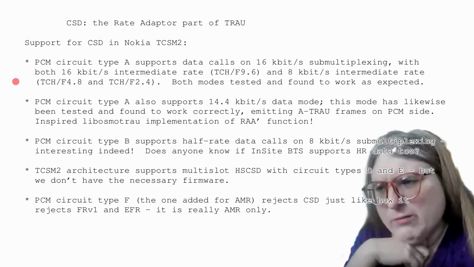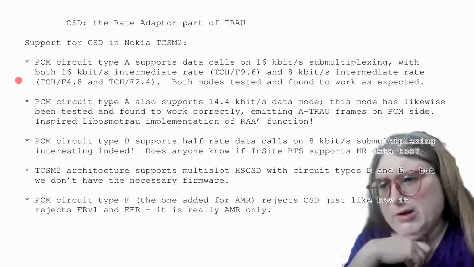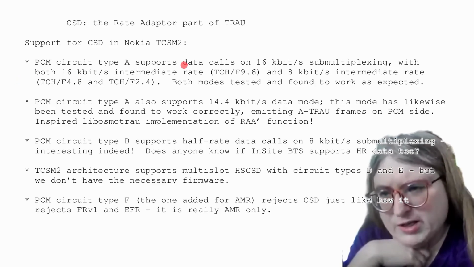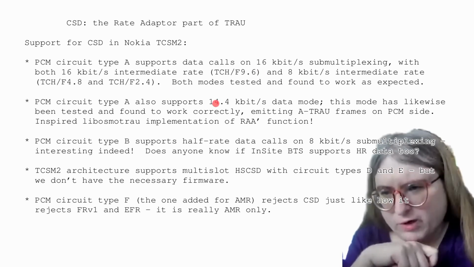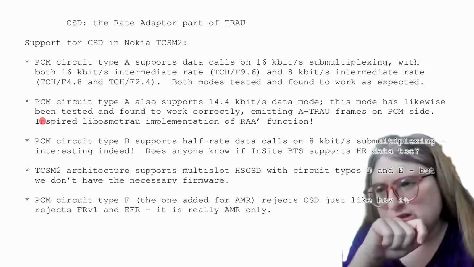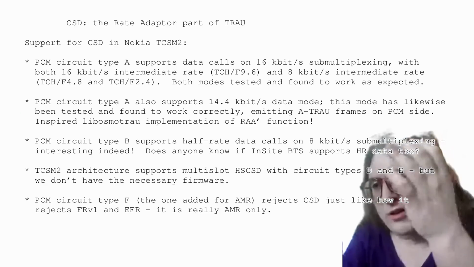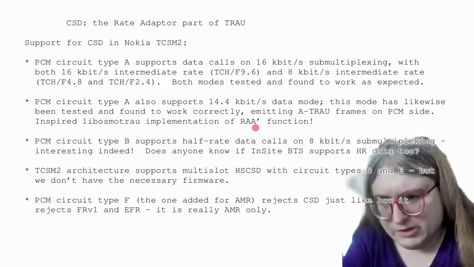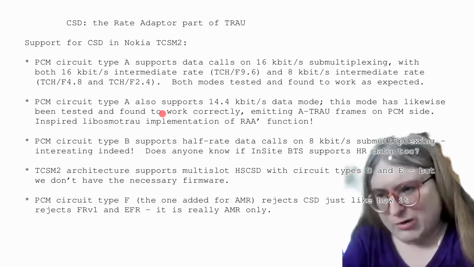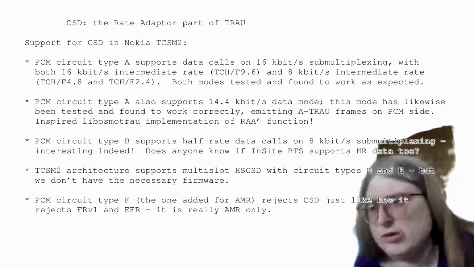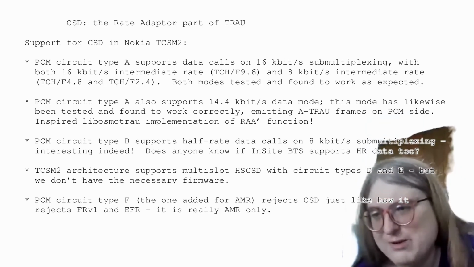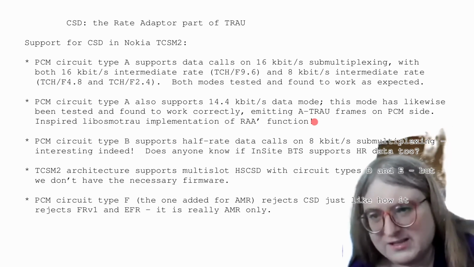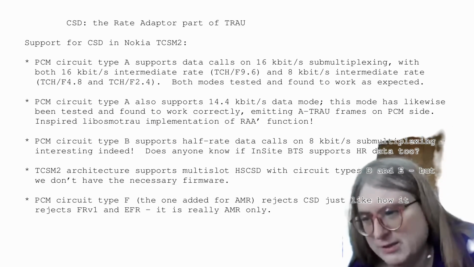So you can see all the different modes are supported. It supports your basic classic CSD, both the 16K version and the 8K version. It supports the 14.4, and just early this morning I finally merged those patches in libosmo-abis, which implement this lovely function. And I used the TRAU to help with the unit test. The unit test that's checked into libosmo-abis confirms that our soft implementation does the exact same logic as the TRAU. There's a bit exact match.